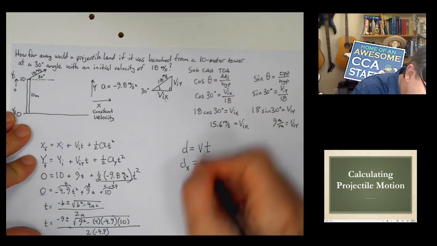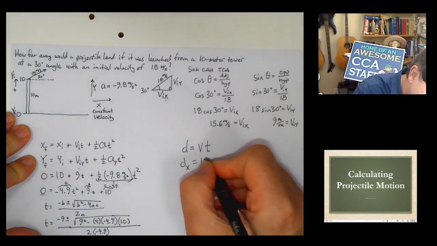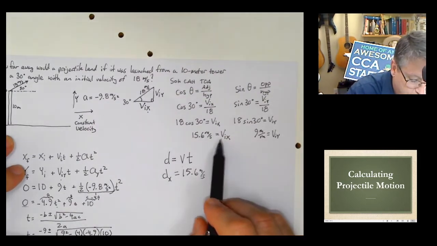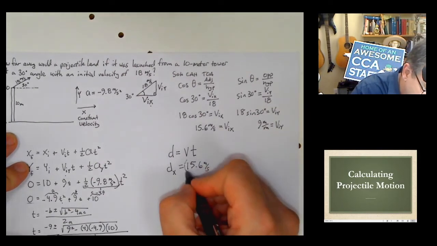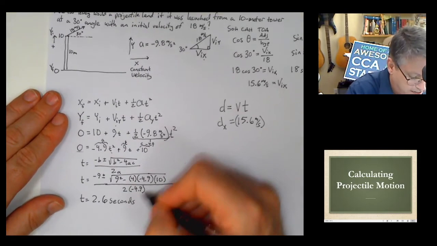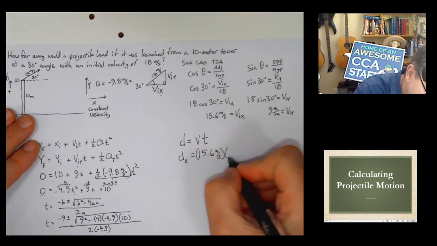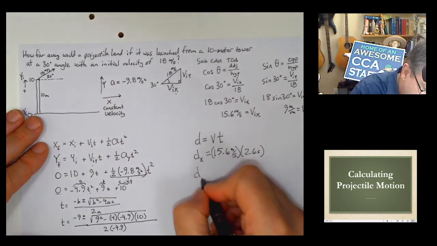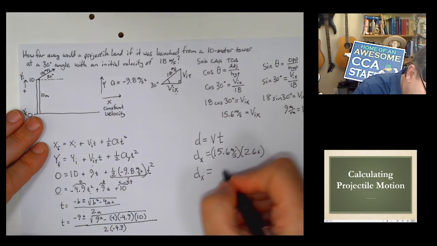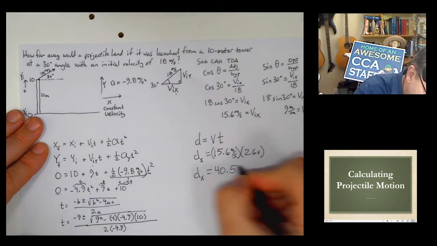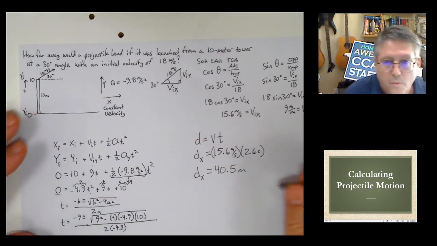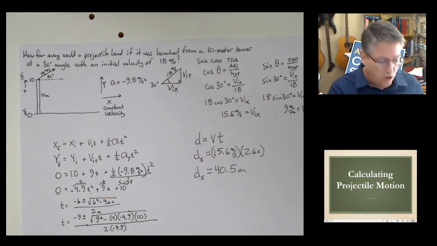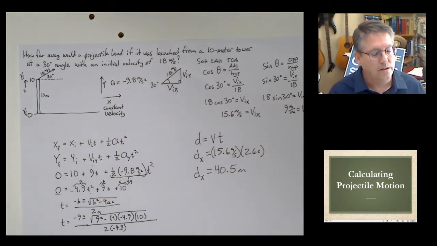The velocity we figured out is 15.6 meters per second. That is the velocity in the x direction, right? And then we just did all this work to figure out the time, 2.6 seconds, so 15.6 times 2.6. That leaves us with our distance being 40.5 meters. And hopefully you've been watching this, maybe you've been doing the homework problem that I left you, and you've been doing it along with me, sticking in your own numbers, so you learn this thing.